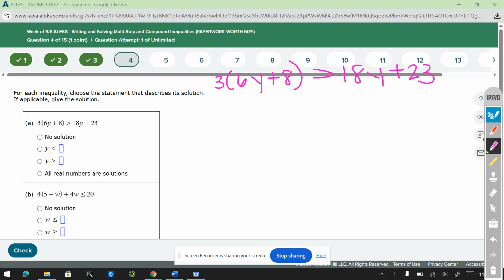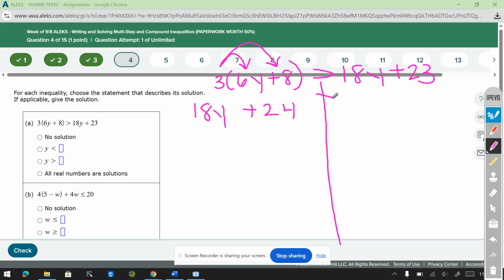So I'm going to start similar to solving a multi-step equation. I'm going to split it at the symbol. And my first step is to check that both sides are simplified. So looking at the left side, I have parentheses, so I can simplify that. I'm going to go ahead and distribute because I have 3 mushed against the parentheses. So I'm doing 3 multiplied with 6y, which is 18y, and 3 multiplied with 8, which is 24.